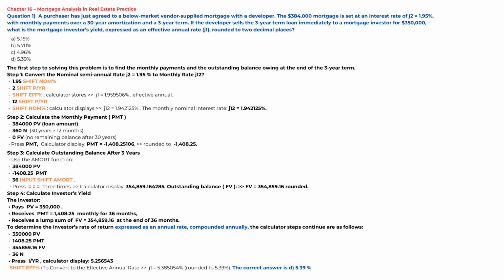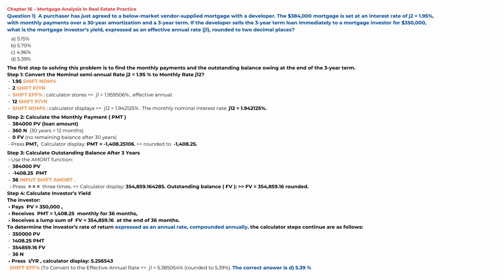Step 3. Calculate outstanding balance after 3 years. Use the amort function. 384,000, PV. 1,408.25, plus/minus sign, PMT, to round off the payment. 36, input, shift, amort. Press the equal sign 3 times. Calculator displays 354,859.164285. Outstanding balance, FV, equals 354,859.16, rounded.